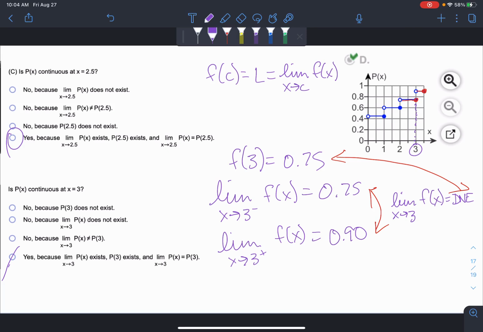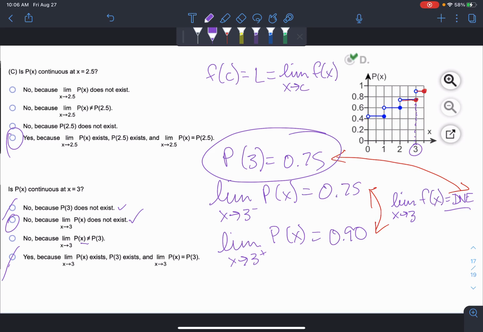So no, because P of 3 does not exist. I'm sorry, I've been using F, but you can also just call it P. So P does exist, right? We found that it was this 0.75, so that's not the right answer. So no, because the limit as x goes to 3, P of x does not exist. Okay, so our answer here is no, because the limit as x goes to 3 does not exist.